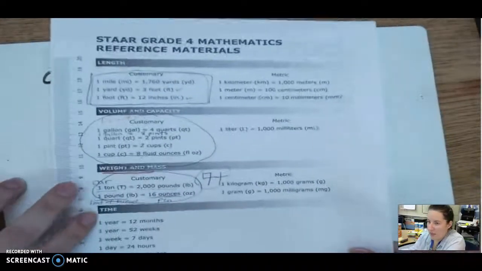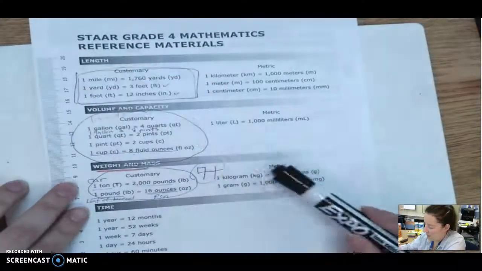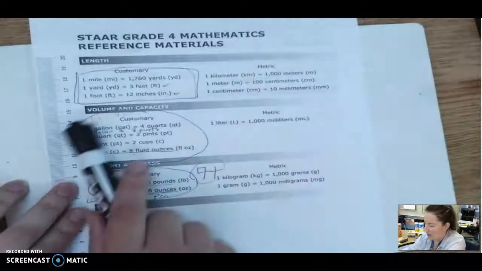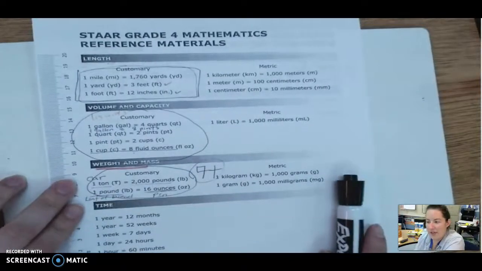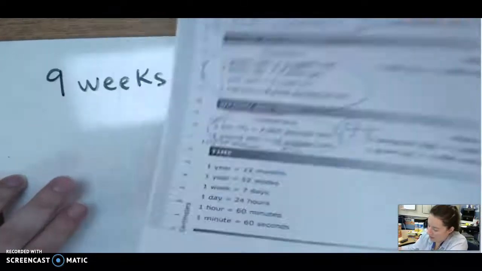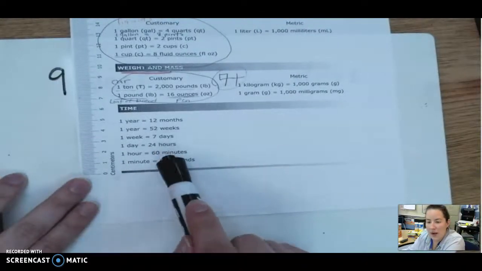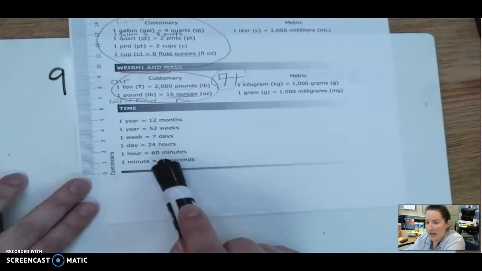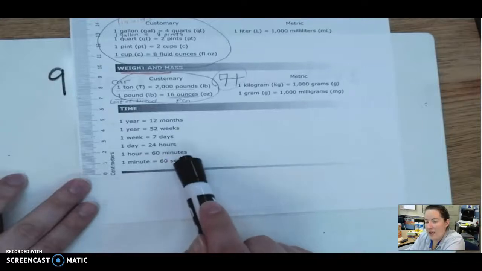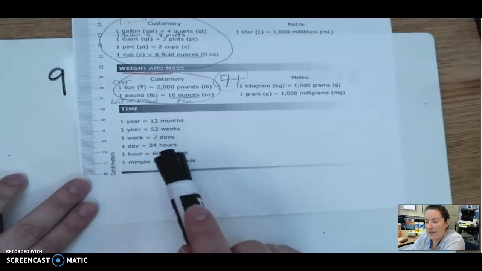Okay, as promised, we are done with all of these conversions and moving past all of these. We just finished everything and we are moving on to the bottom section of this reference sheet about time. Today, Wednesday, and Thursday, we're all going to be talking about time.